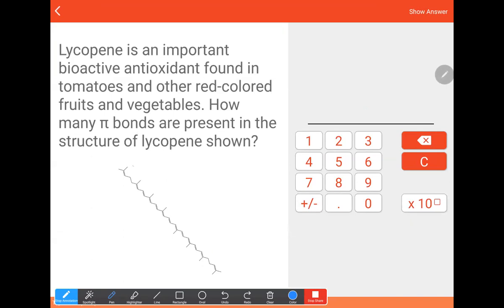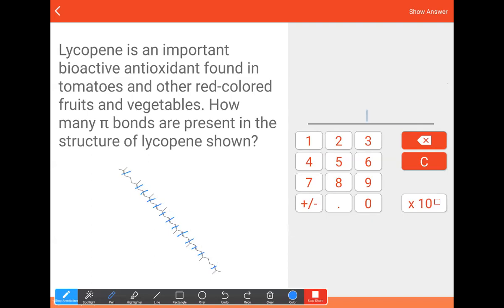And so if we look, we see 1, 2, 3, 4, 5, 6, 7, 8, 9, 10, 11, 12, 13. Now, be careful of triple bonds that have 2 pi bonds in there. But in this case, it's all double bonds. So there's 13 double bonds, which means there's 13 pi bonds.